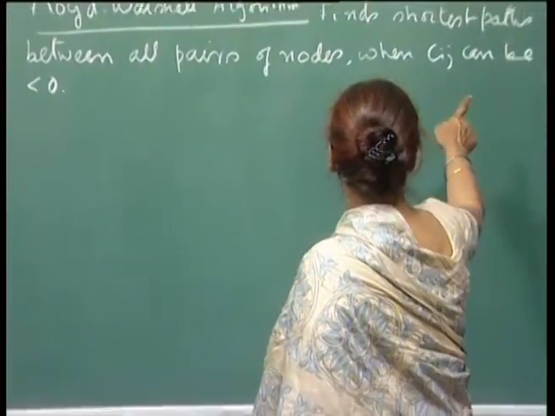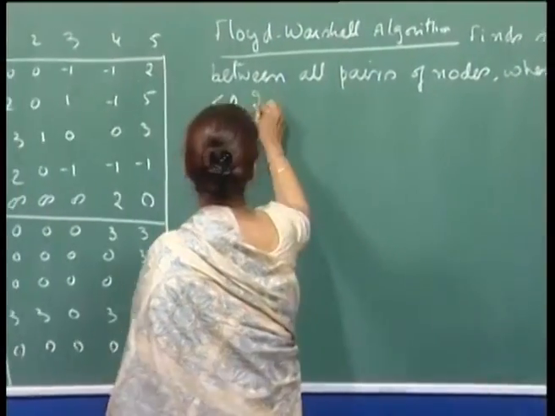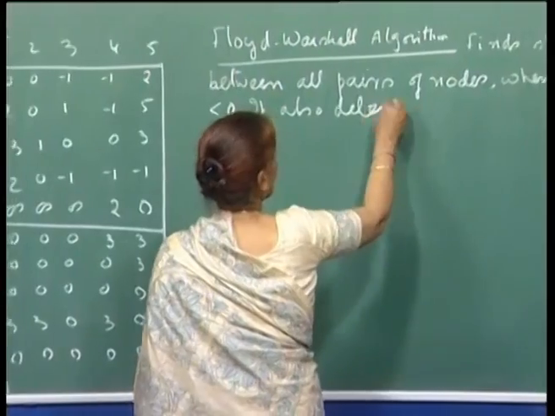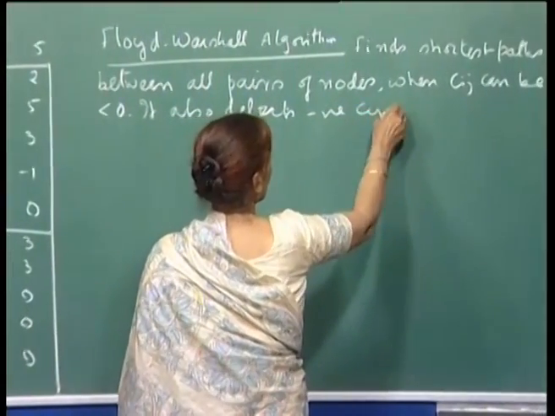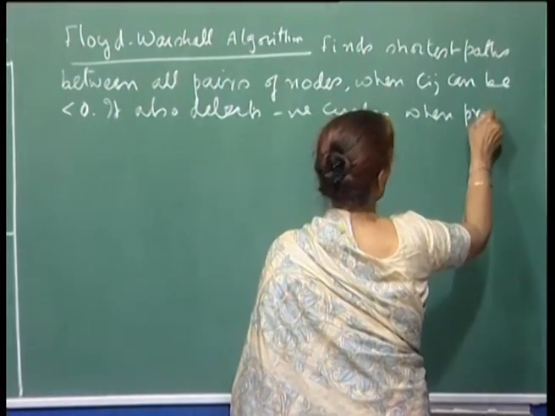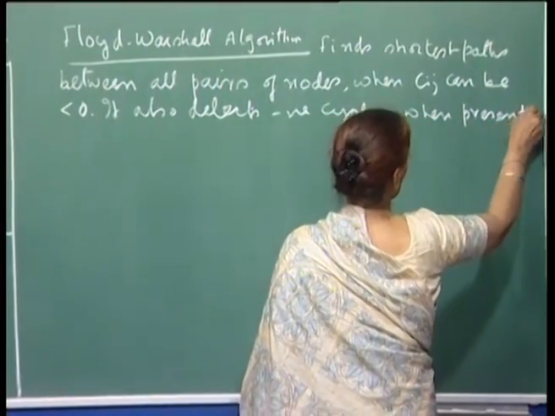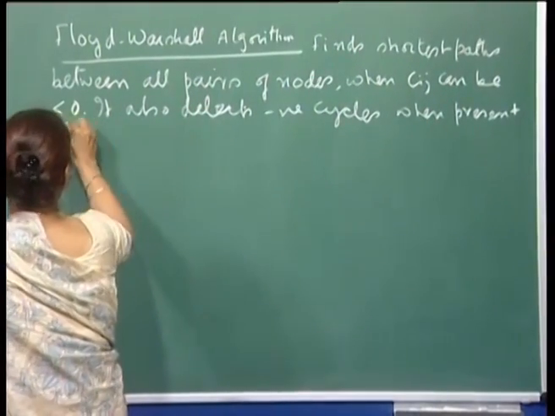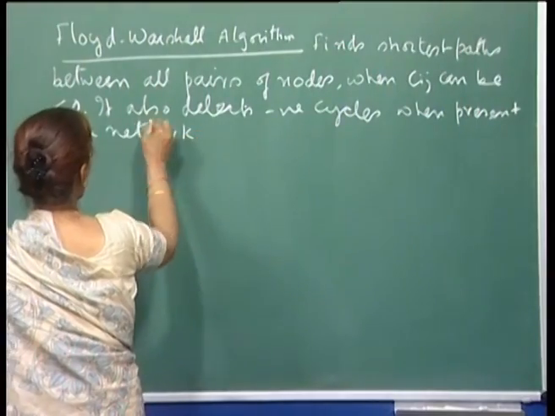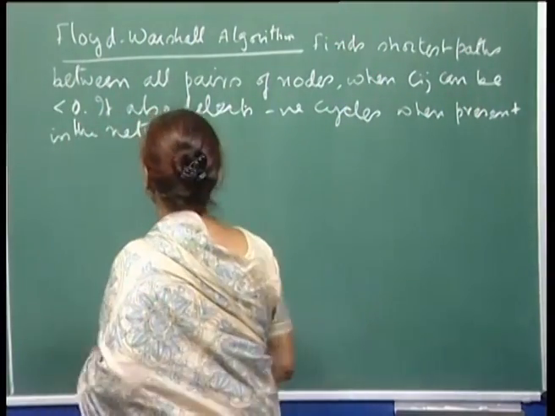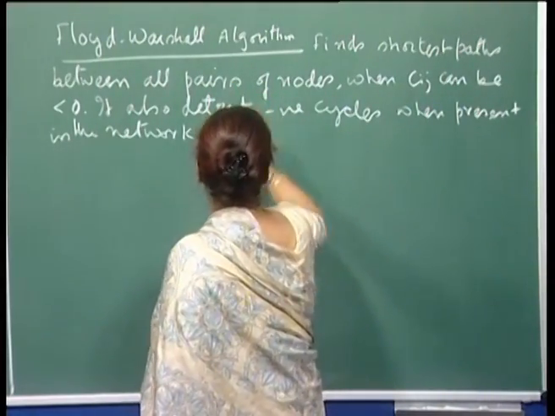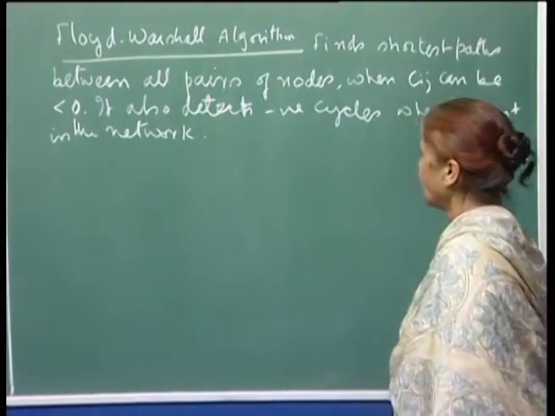So, all Cij can be negative. It also detects negative cycles when present in the network. And the idea is simple, and I will then give you later on its validity. So, it detects negative cycles when present in the network, right.